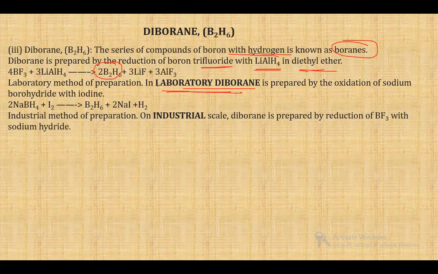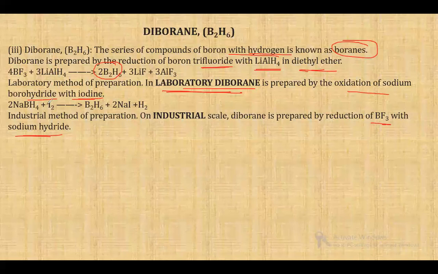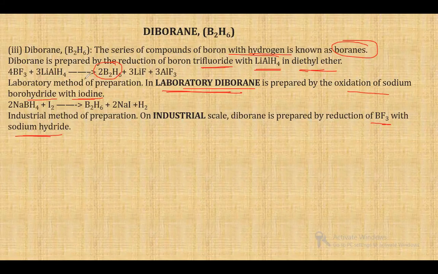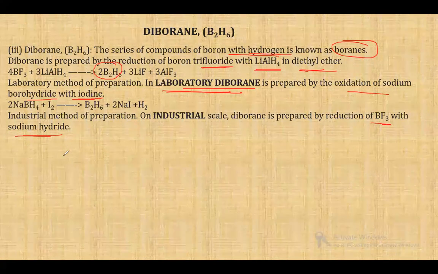In another laboratory method of preparation, diborane is prepared by the oxidation of sodium borohydride with iodine. In the industrial method of preparation, on industrial scale, diborane is prepared with BF3 and sodium hydride. Okay, these two methods: boron trifluoride BF3 treated with sodium hydride, NaH. That is an industrial scale, large scale preparation. I don't know whether the equations have been given or not. So that is how it will be.